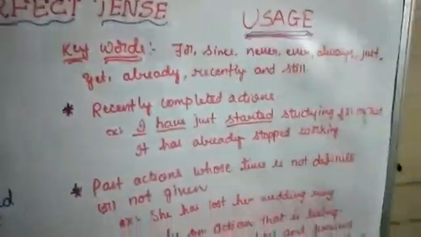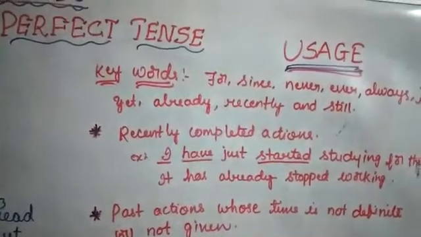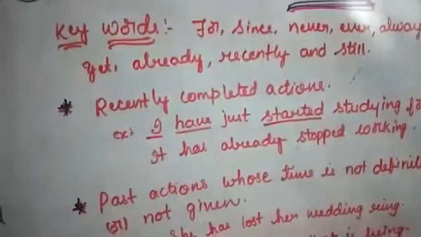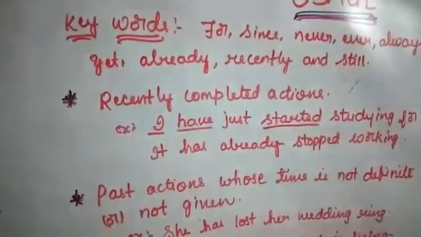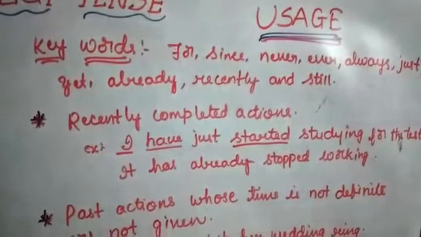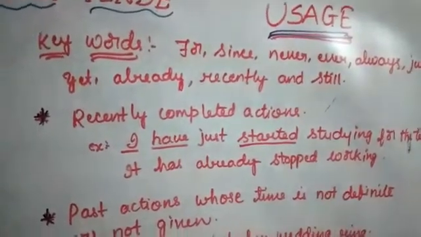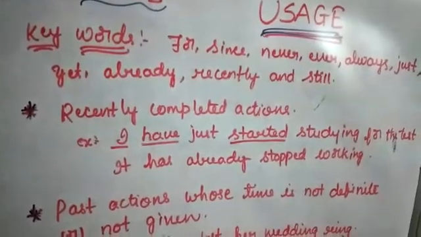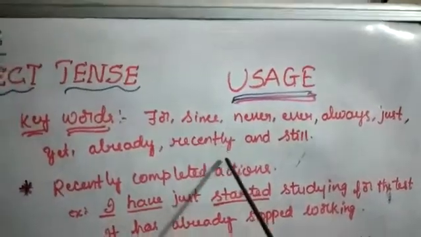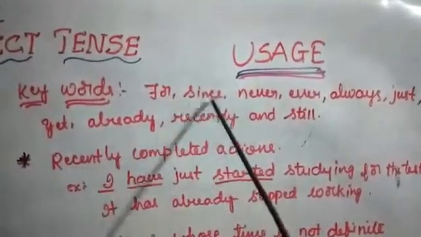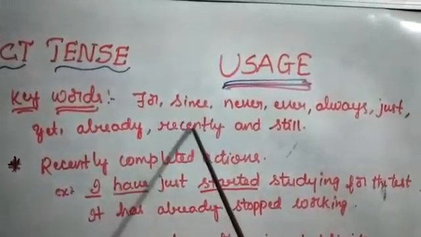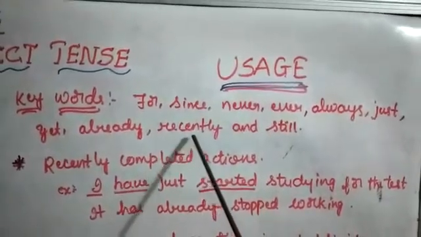Before knowing about the uses of present perfect tense, we can use adverbs such as for, since, ever, never, always, just, at, already, recently, and still. These are the keywords. When we talk about actions that happened sometime in the past and are completed now, just completed actions, we have to use all these adverbs. Another tip: by seeing these adverbs in a sentence, we can simply identify that the sentence is in present perfect tense. These are the keywords to identify the present perfect tense.